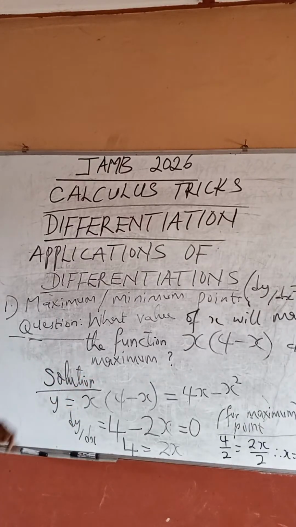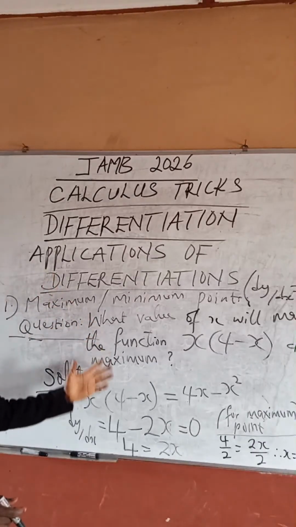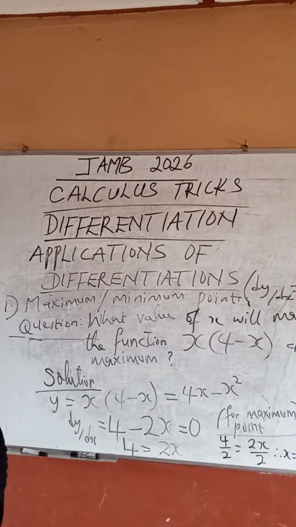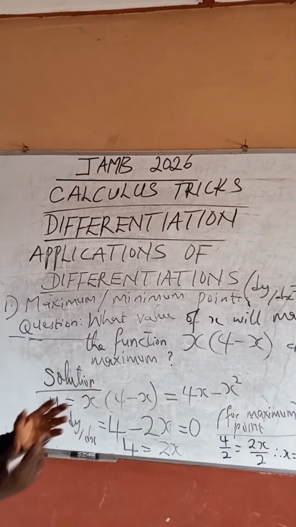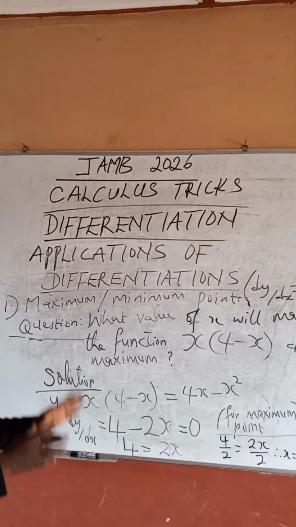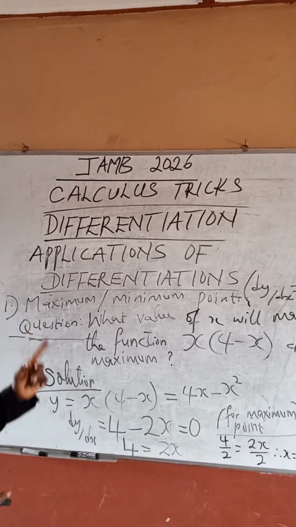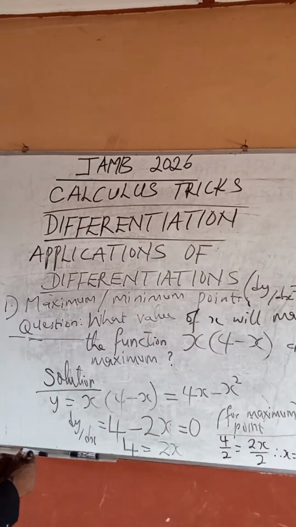This is a very popular application of differentiation: maximum and minimum points, turning points, stationary points. Then points of inflection, where there are either maximum or minimum points. So try to learn all these parts, because JAMB must set questions on them.